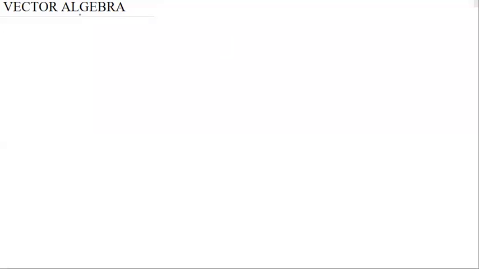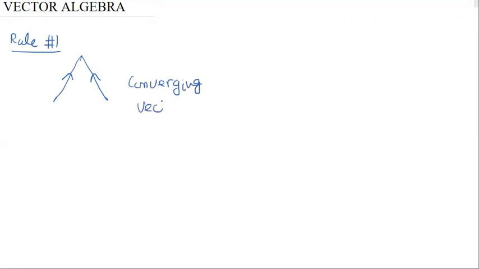Hello students, today we will discuss some important rules, like three important rules in vector algebra. Rule 1: students generally miss this concept. If you see these two vectors, these are converging vectors, meeting at some point A. You can say this is the vector B and this is the vector C.